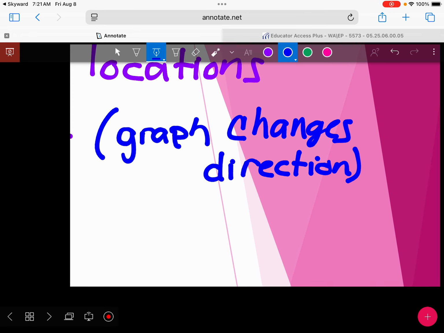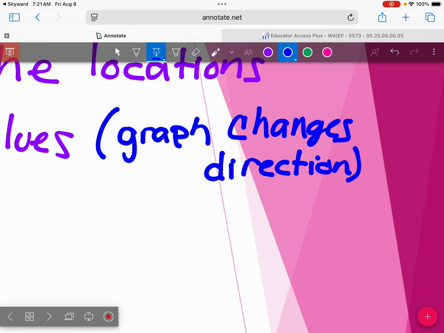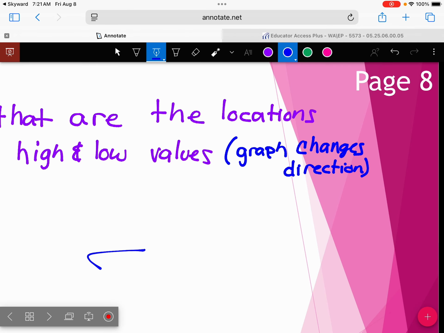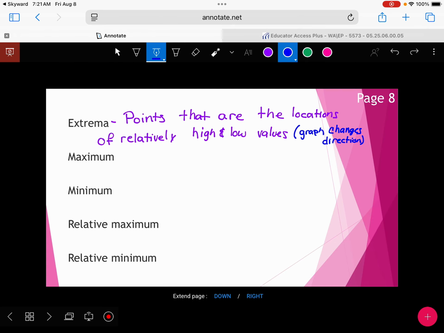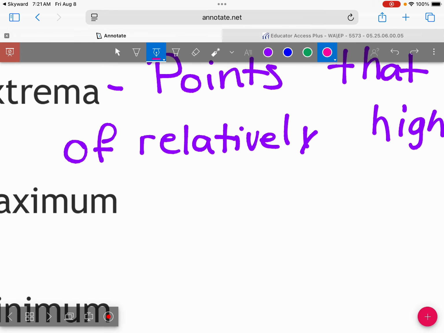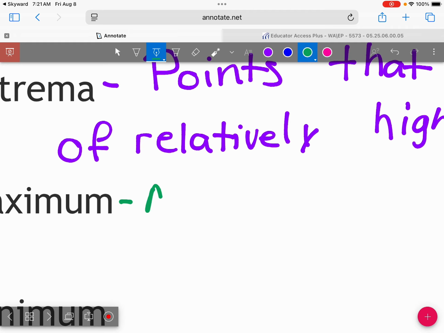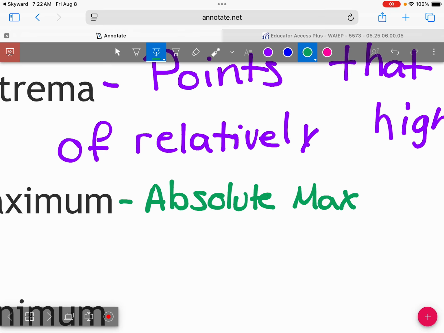And then we have 4 kinds of extrema. We've got our maximum or our minimum. These are also called the absolute maximum and the absolute minimum. And then we've got our relative maximum, relative minimum. So if it just says maximum, that can also mean our absolute maximum or absolute max. Again, you do not have to write the whole word maximum. You can put max. It's totally fine. It is clear enough.